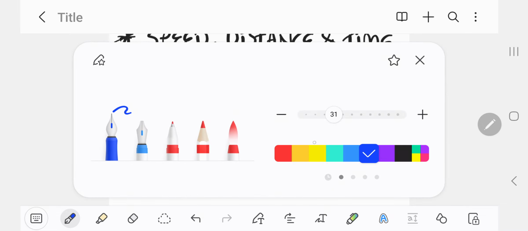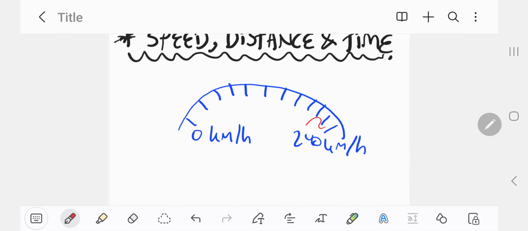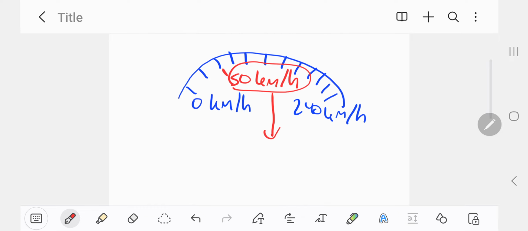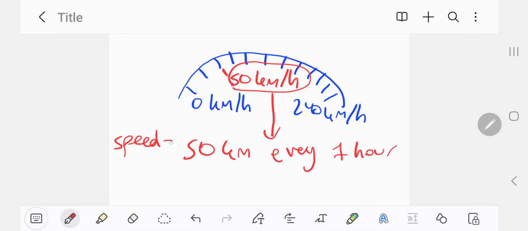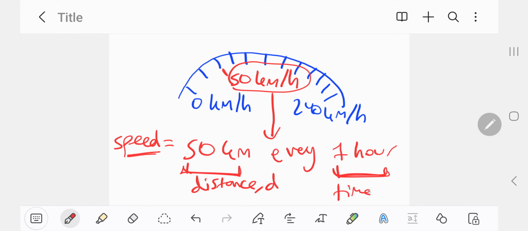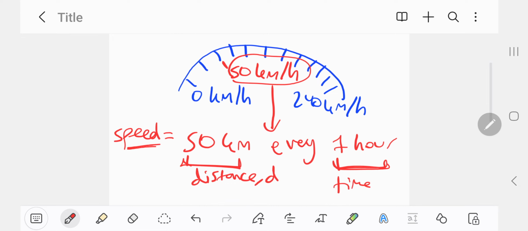So there's no surprises there, but what does it actually mean? Let's say you're looking at the 50 k's per hour section. This means you are covering 50 k's every hour, every 1 hour. That's what speed is telling you. Speed is telling you how much distance d, distance d in physics, you cover in a certain amount of time. In this case, every hour. This is time. And that's it. That's what speed is. That's all it is conceptually.